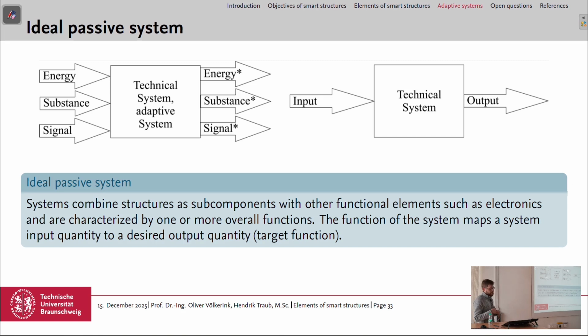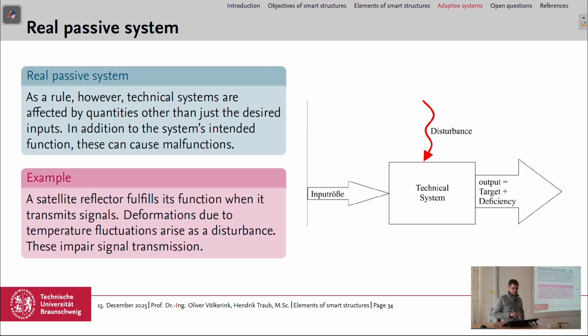So looking at the systems, we could have an ideal passive system, a technical system where we convert inputs to outputs, for example, energy, substances, or signals. This technical system then maps an input quantity to a desired output quantity, or we can simplify it: input goes into the technical system and then we have the output. This is the ideal system.